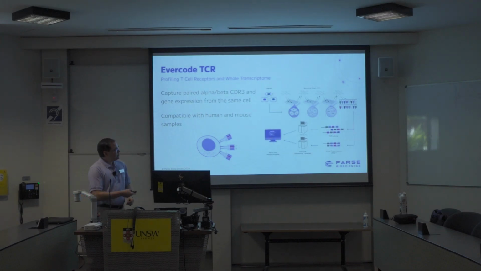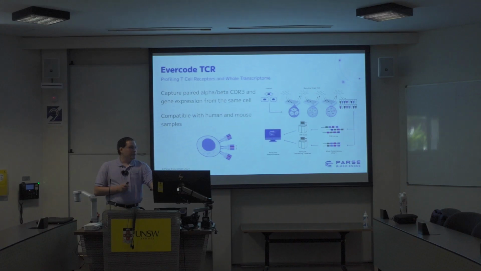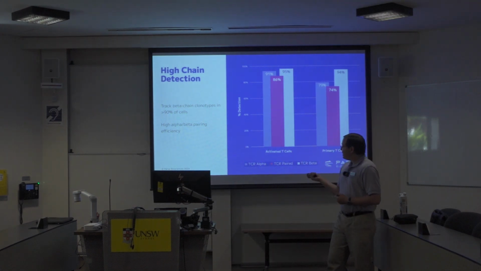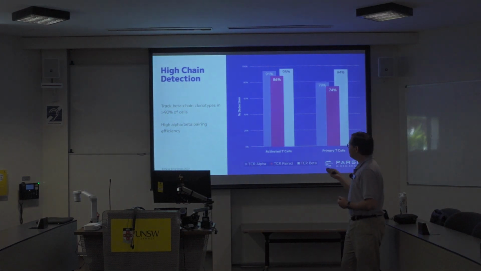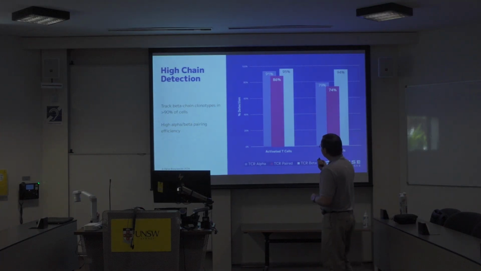The way it works is you'll do your combinatorial barcoding, you'll get your full-length cDNA, and then you'll split it. One portion to do your whole transcriptome info for short read sequencing, one portion to do your PCR amplification of your CDR3 TCR sequences. And we get high alpha and beta chain pairing efficiency for activated T cells over 85%, and for primary T cells a little short of 75.